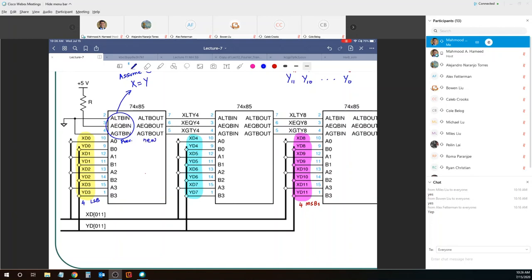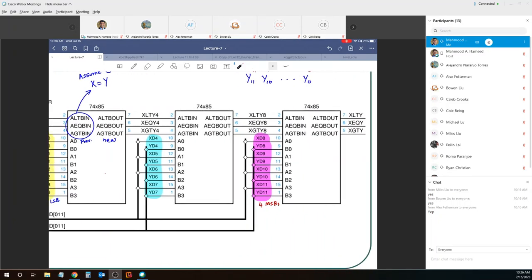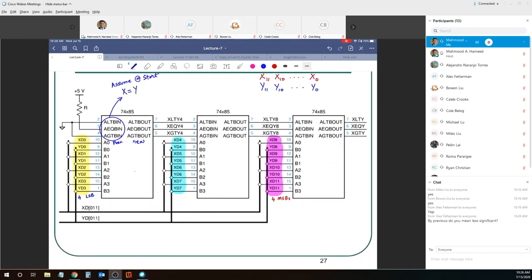Now, based on the new outputs, those become the new inputs for the next level. So as you can see here, we are doing this in multiple stages, right? So these guys are new. I can say this is from previous stage.